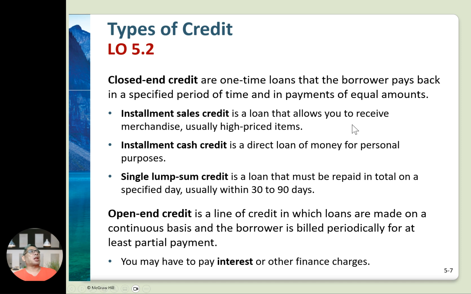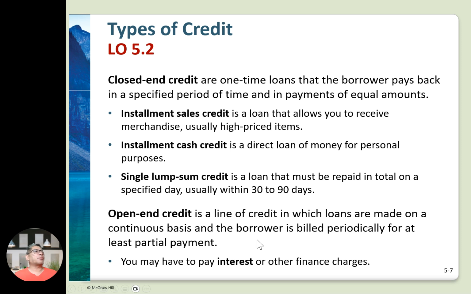Installment sales credit is a loan that allows you to buy merchandise, usually high-price items. Let's say you want to buy a car, that's a good example. There's another one we call installment cash credit. It's the direct loan of money for personal purposes.